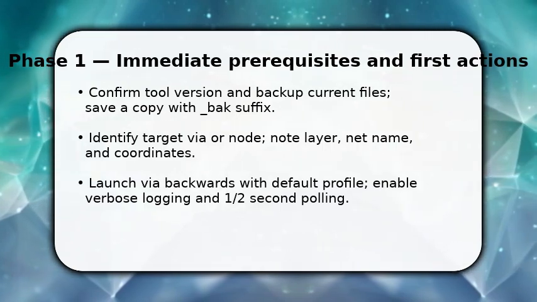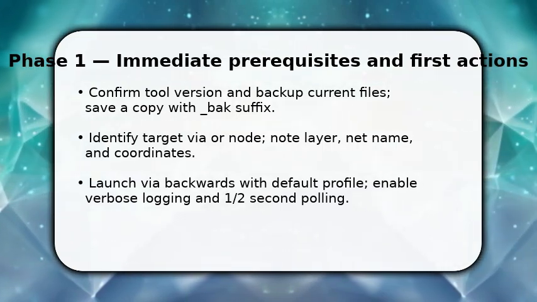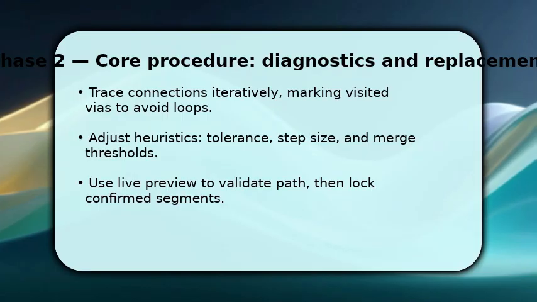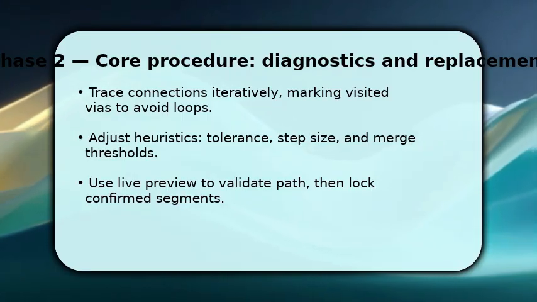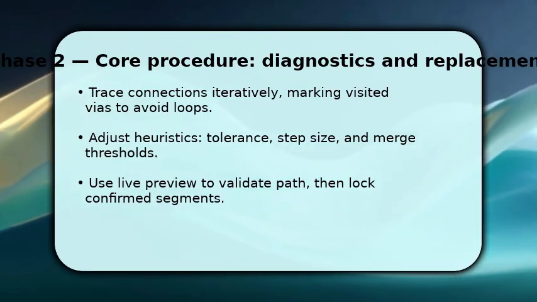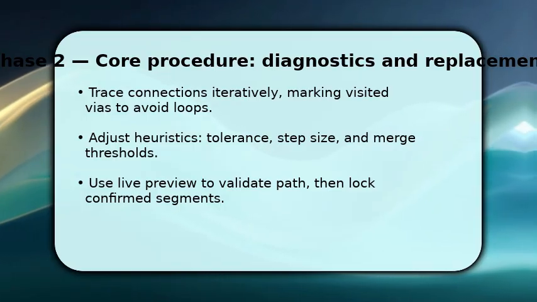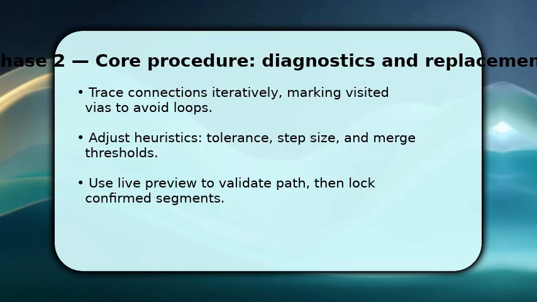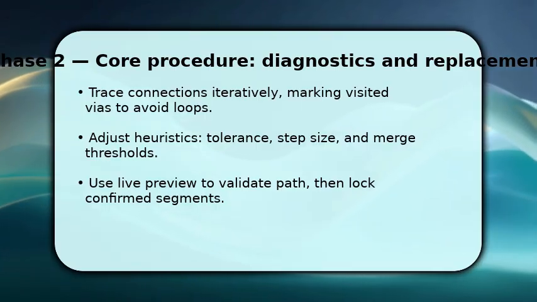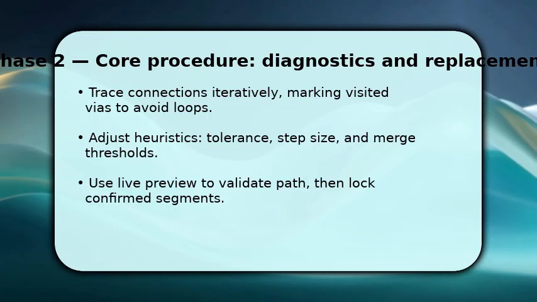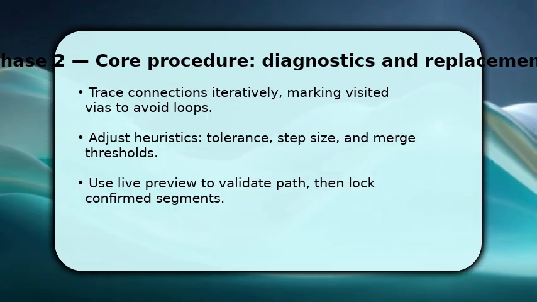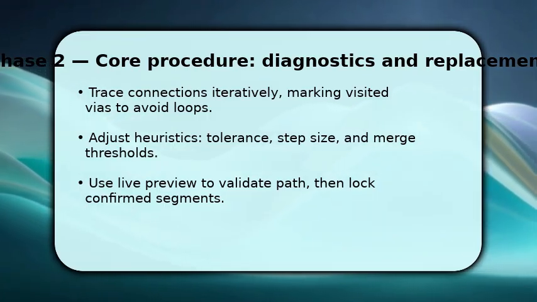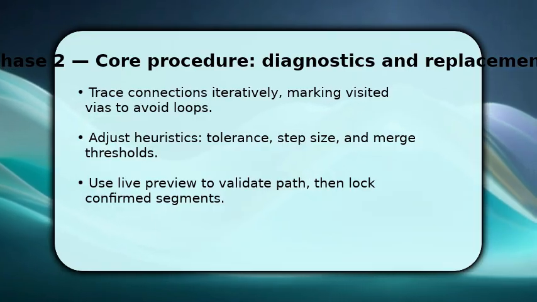You continue by tracing the complex middle steps, iterating through connected vias and marking visited nodes so you never loop back accidentally. Then adjust heuristics, tolerance, step size, and merge thresholds, because those parameters control precision versus speed, and they change results significantly. Once adjusted, use the live preview to validate each path segment and confirm continuity.